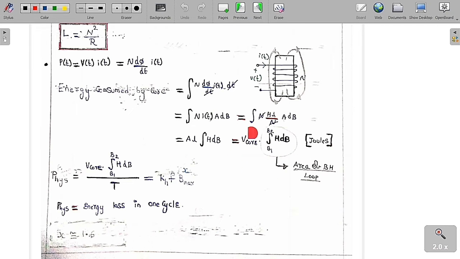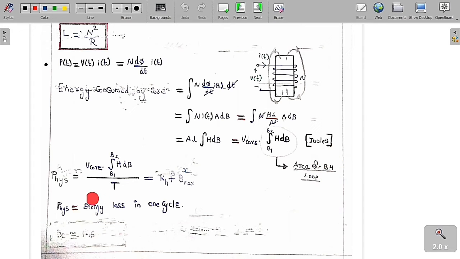So this is in joules. Energy is always in terms of joules. This integration is called the area of the BH loop. So if you want to know the overall energy consumed by the core, it is equal to the volume of the core into the area of the BH loop. Listen carefully: its unit is always joules.